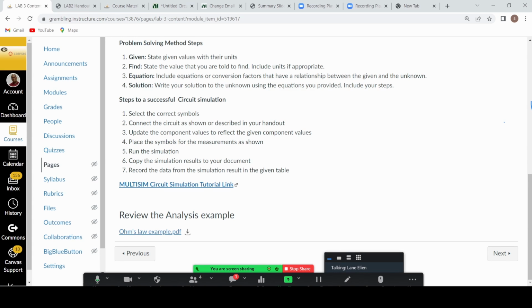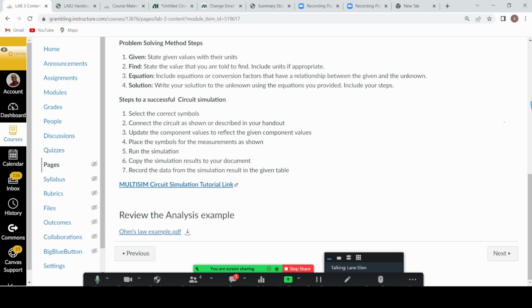Steps to a successful circuit simulation. Number 1, select the correct symbols. So you need to know the symbols for the items you need to simulate. For example, we're going to use batteries, resistors. You need to know the symbols for them. Number 2, connect the circuit as described in your handout. Step 3, update the component values to reflect the values given.